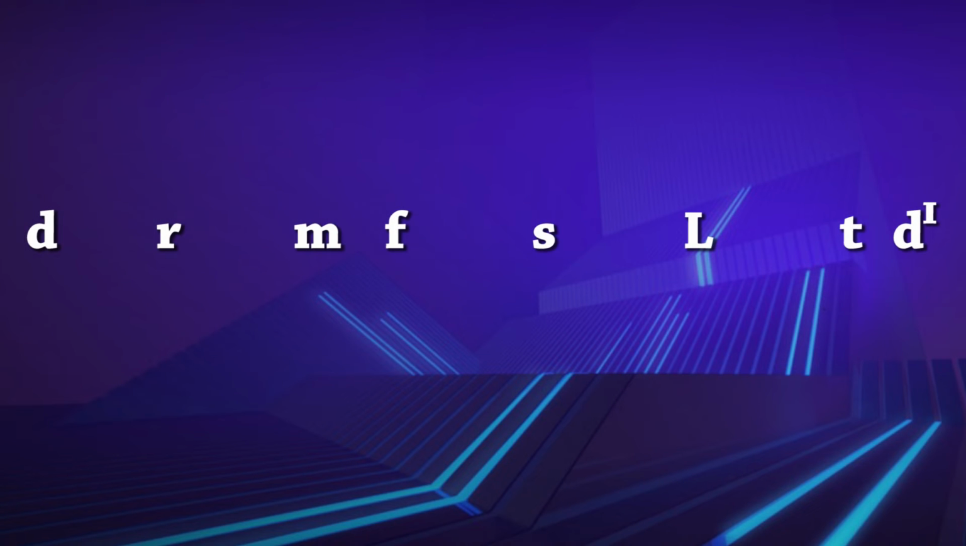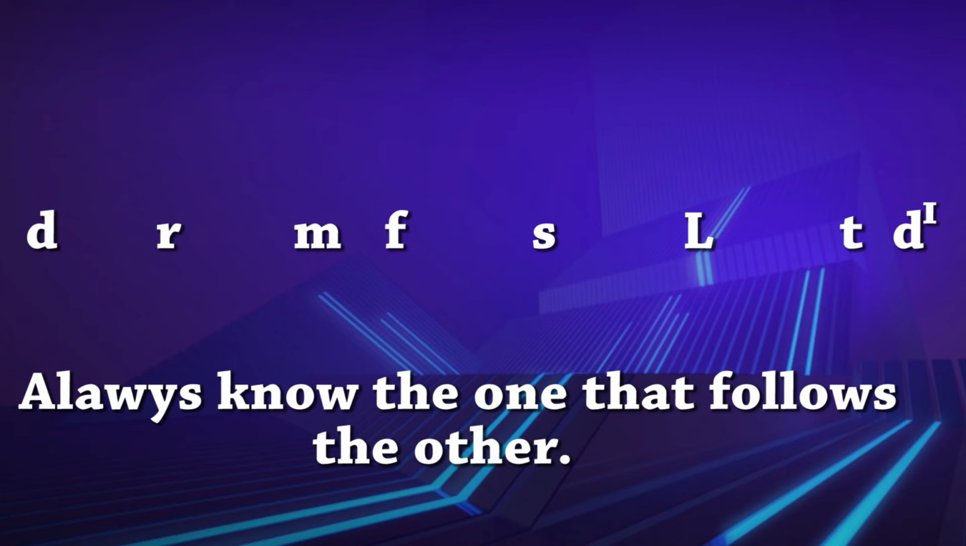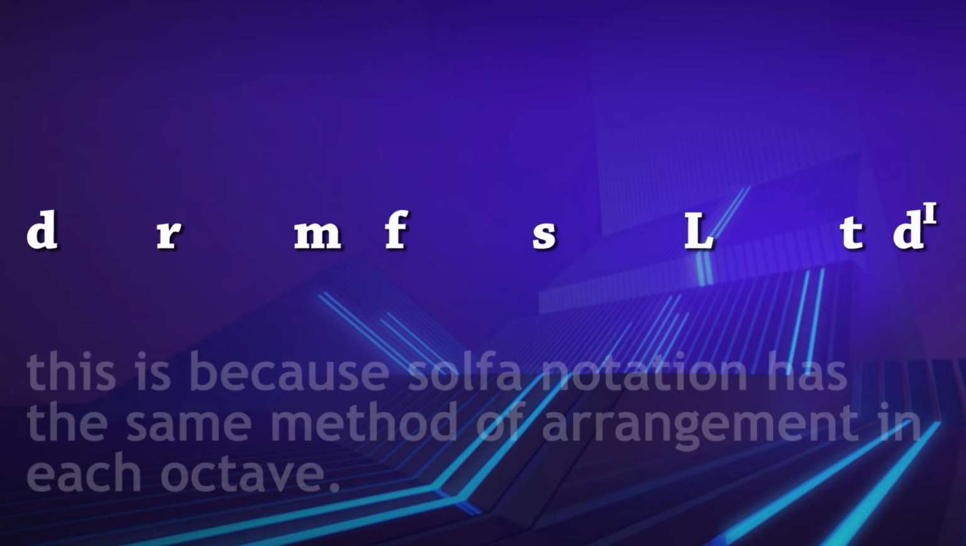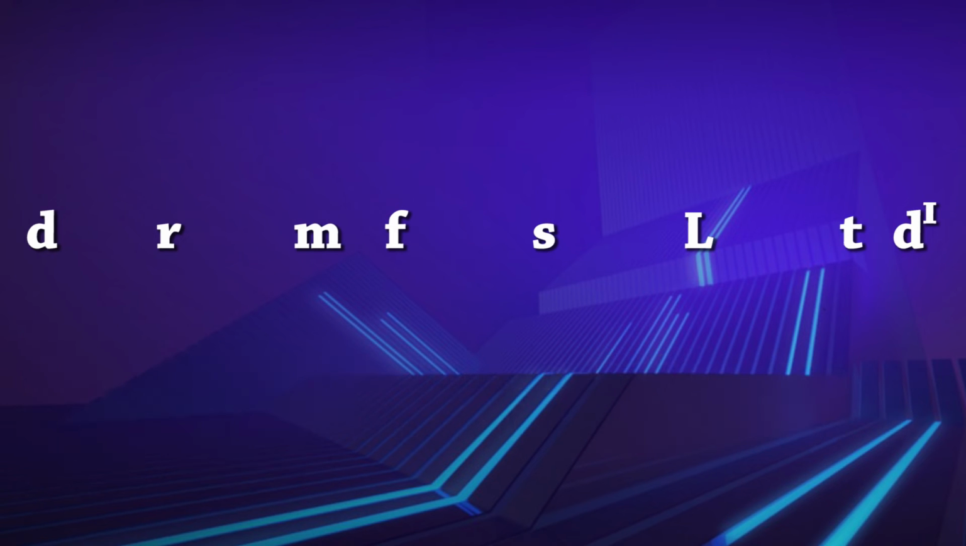So we need some cramming method here. Picture it as it is in your mind. Always know the one that follows the other. Re is in front of do, mi is in front of re, fa is in front. This is because SOLFA notation has the same method of arrangement in each octave. La is in front of sol.